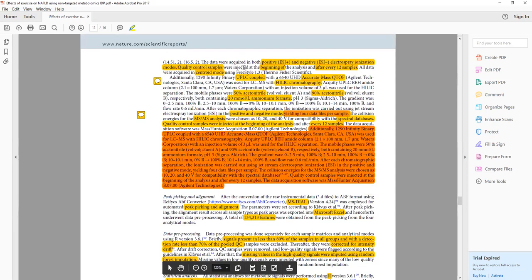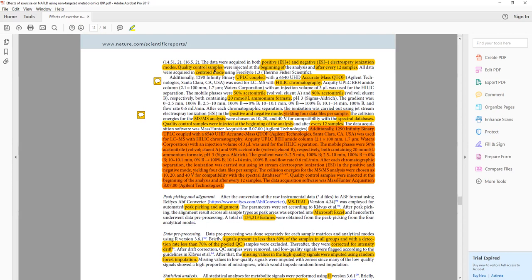It's important to see that they acquired data in a positive and a negative electrospray ionization mode. In other words, they did reverse phase chromatography. They ran the samples through the LC once. So it was chromatography done once, mass spectrometry done twice using two different modes, a positive and a negative ESI.